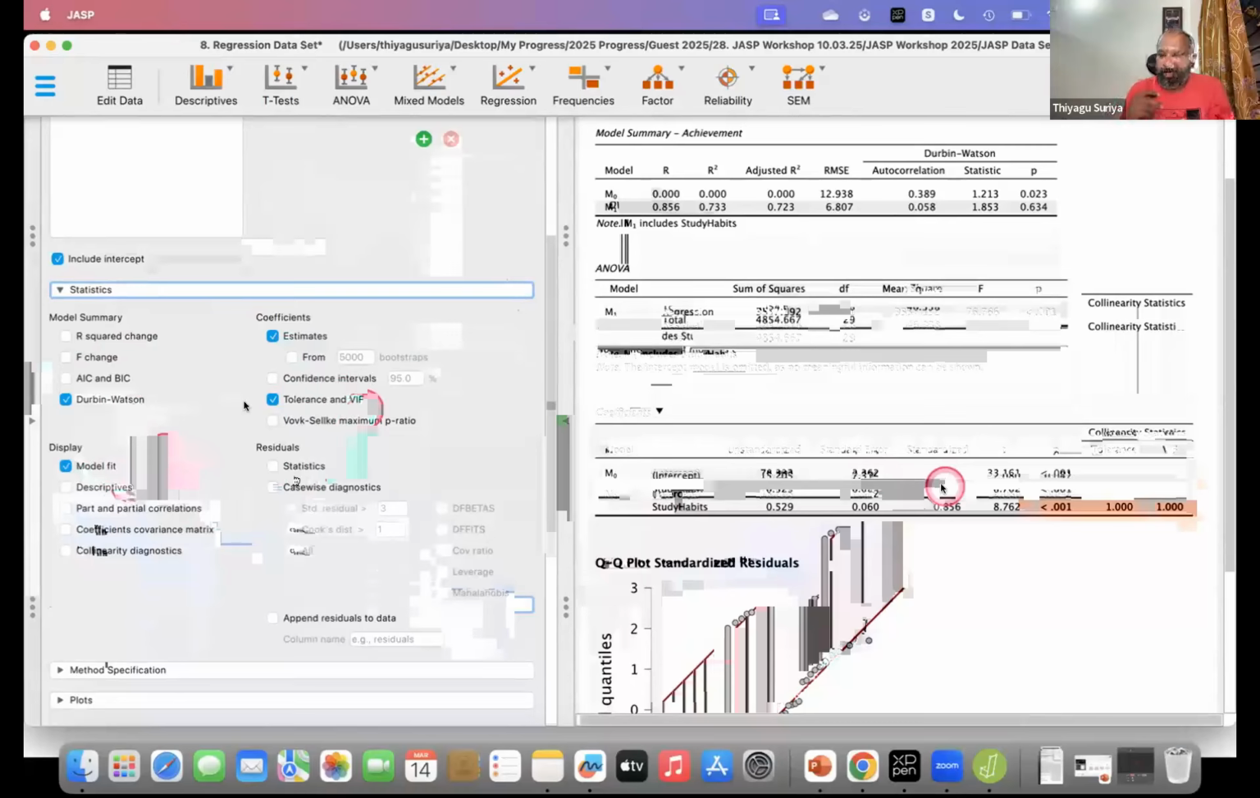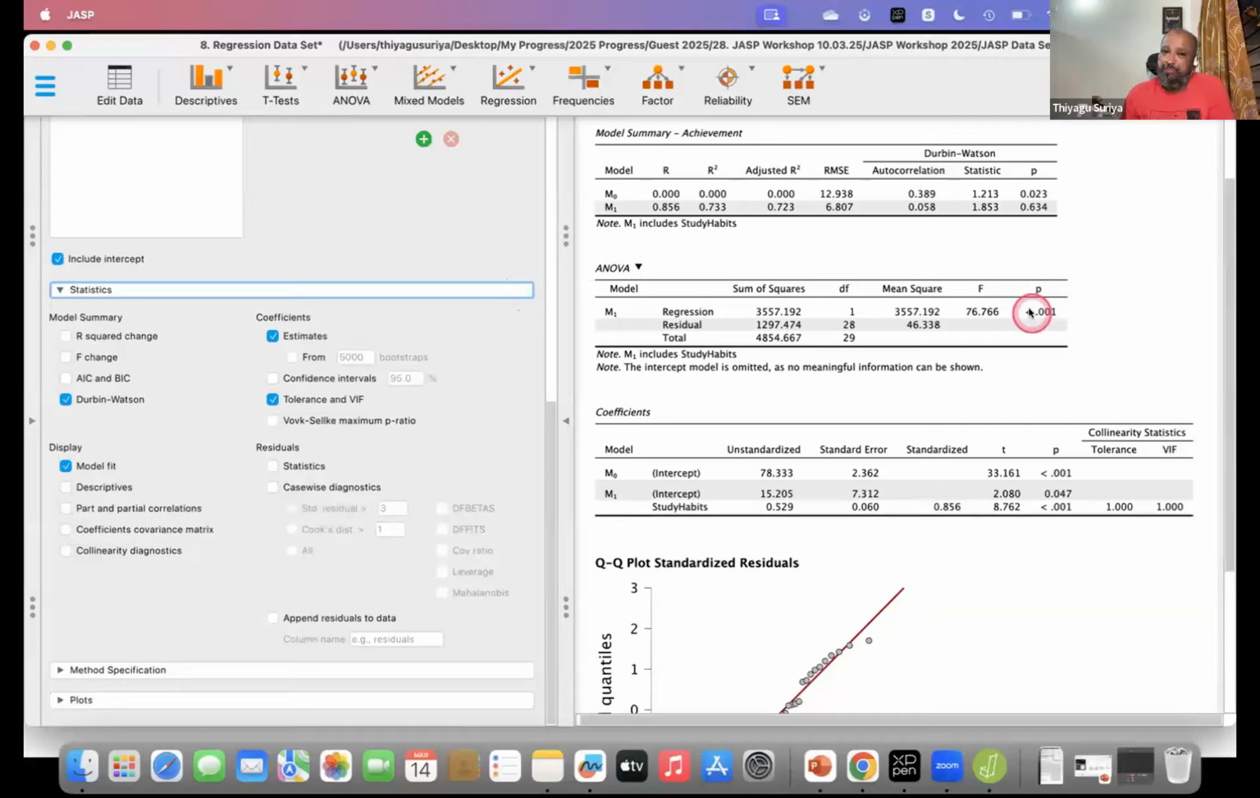Now, what is my hypothesis in this case? The hypothesis is that the independent variable predicts the dependent variable, or the independent variable contributes to the difference. I'm just making this hypothesis. There is a significant contribution of study habits on achievement, or the study habits significantly predict the variable of achievement. This is the way we prepare a hypothesis.